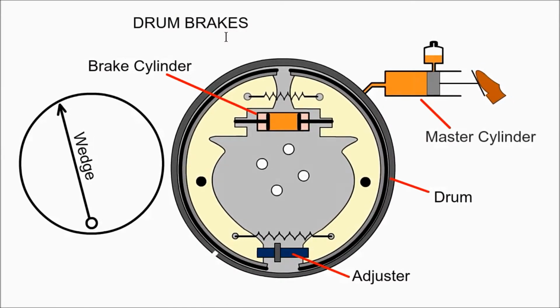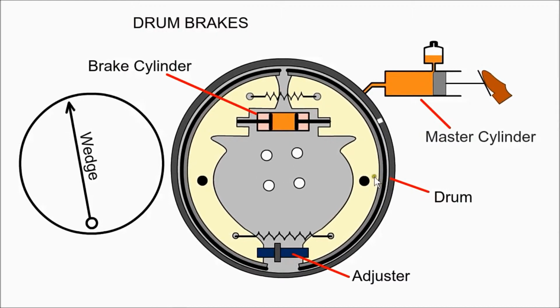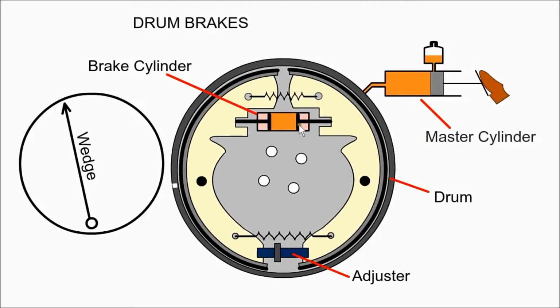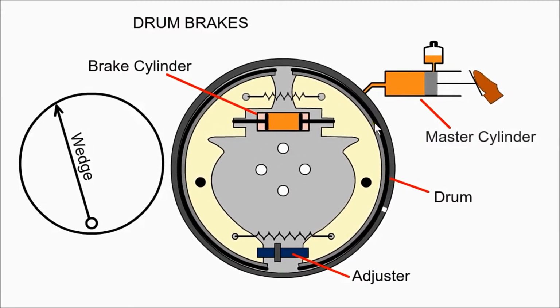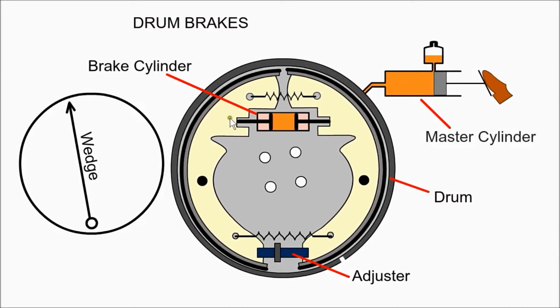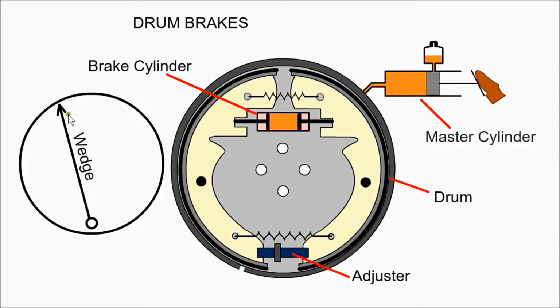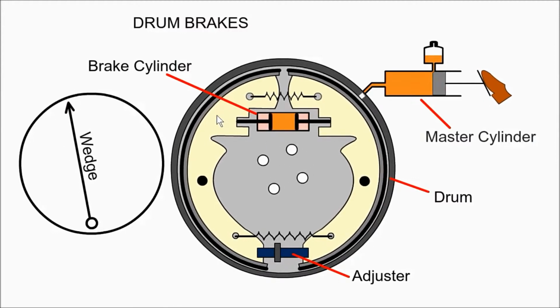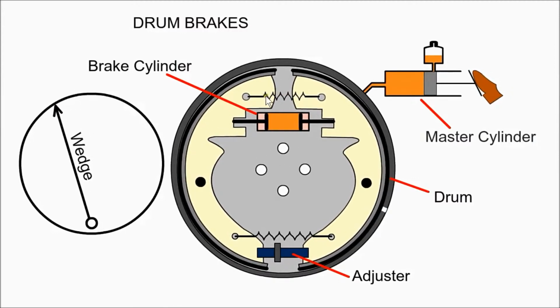Drum brakes consist of an outer drum, which the wheel is attached to, and the inner brake shoes. When the pedal is pressed, the high pressure fluid forces out the two pistons in the brake cylinder, pressing the shoes against the drum. When this brake shoe contacts the drum, there is a wedging action, which helps to increase braking force, but it also requires a spring to retract it.